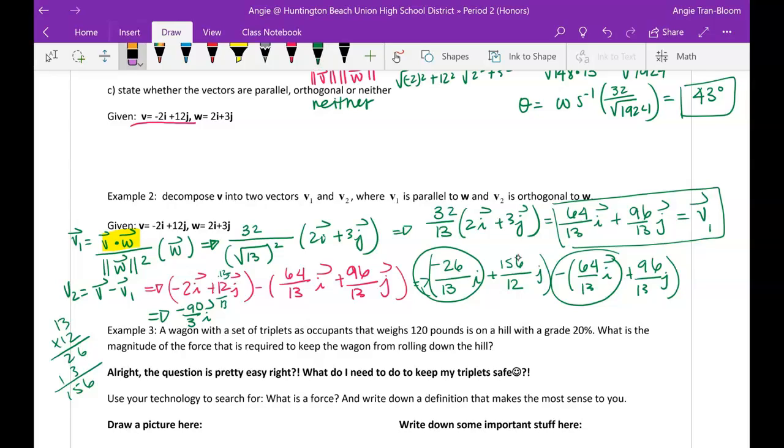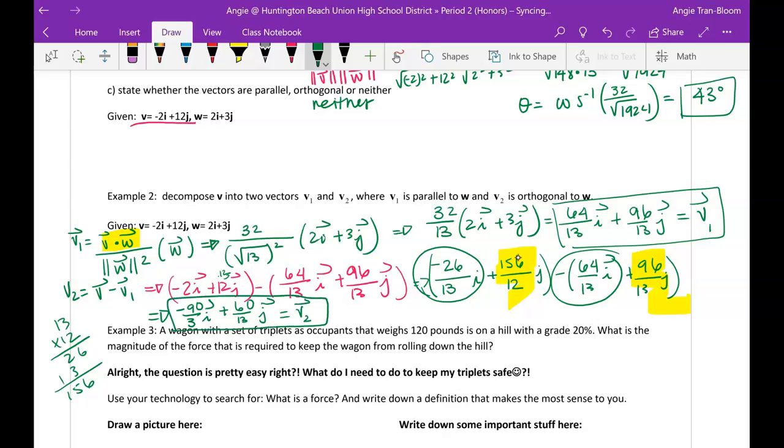And then, let me just erase this so I have more room. And these two guys right here, remember I'm subtracting. So 156, take away 96, so I have a nice number. And so that's going to be positive 60 over 13, and that's in the j direction. So this right here, class, is v subscript 2 vector.